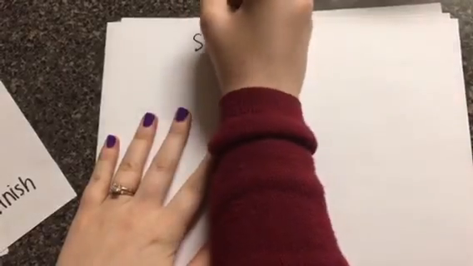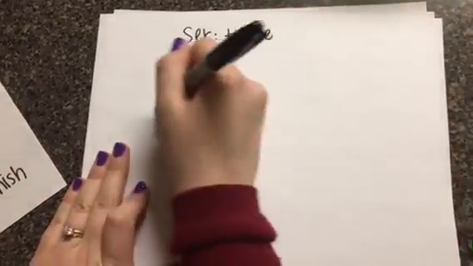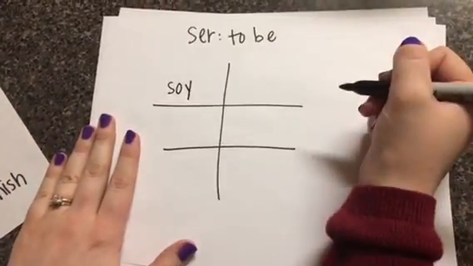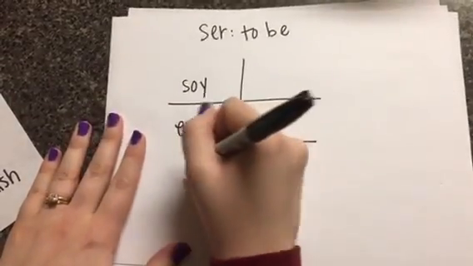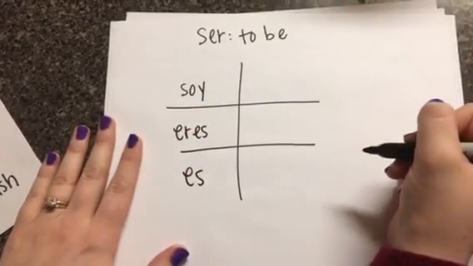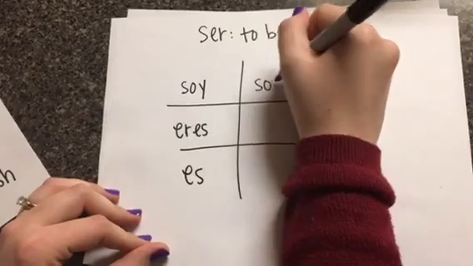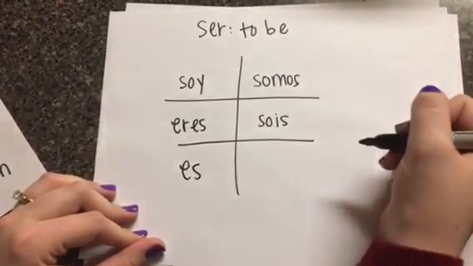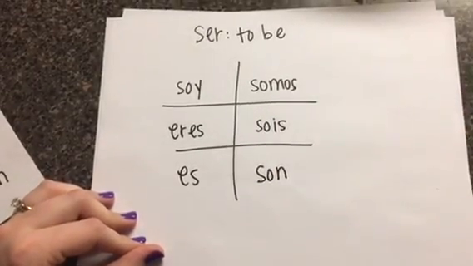Remember, ser is to be, and then you had a chart for this. So you broke it down. Yo soy, meaning I am. Tú eres, meaning you are. Él, ella, usted es, meaning he is, she is, and then you formal are. Nosotros somos, vosotros sois, and ellos, ellas, ustedes son.